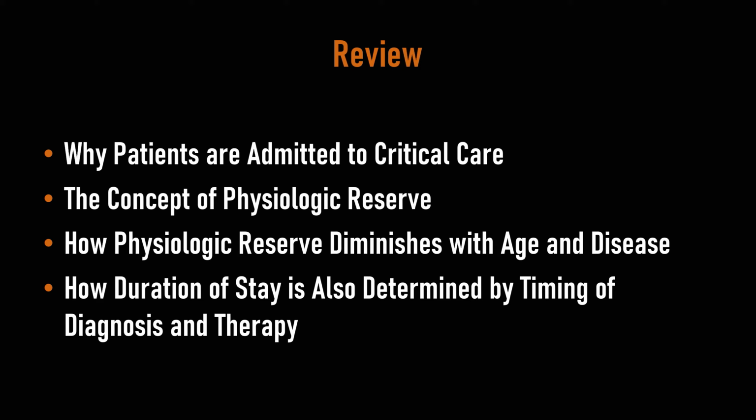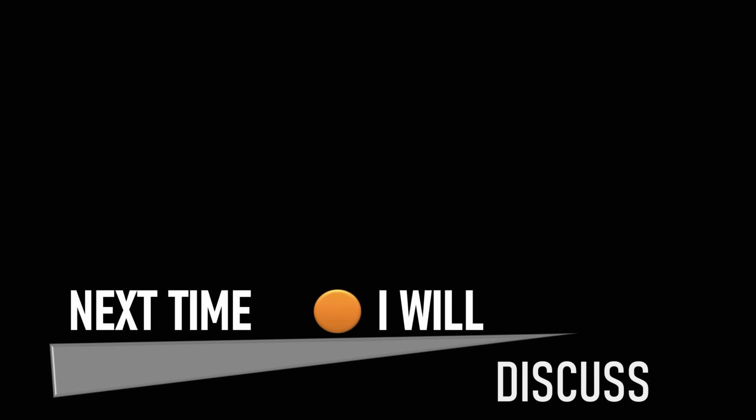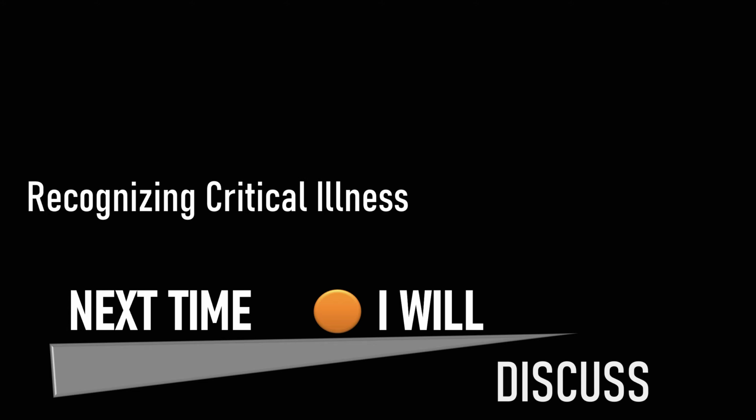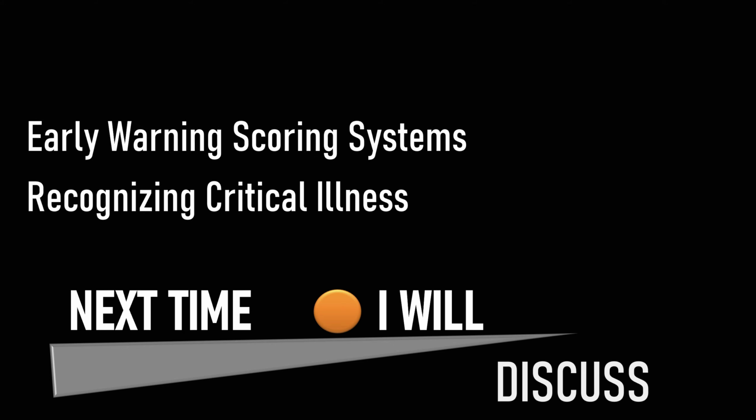So how do we make sure that our timing is correct? Well, in the next tutorial, I will discuss how we can recognize critical illness before it even happens by using early warning scoring systems for identifying the deteriorating patient. I'll also discuss scoring systems that are used in the ICU to determine multi-organ dysfunction.